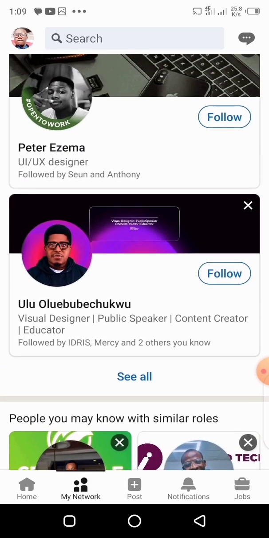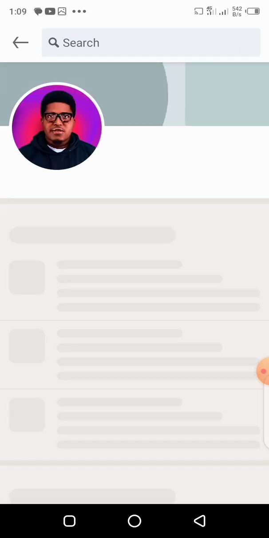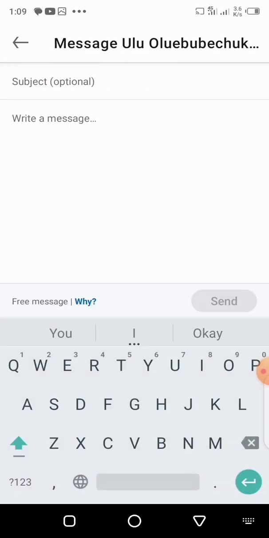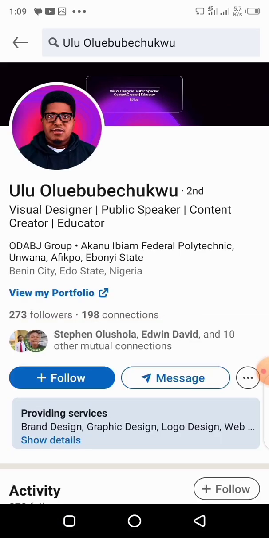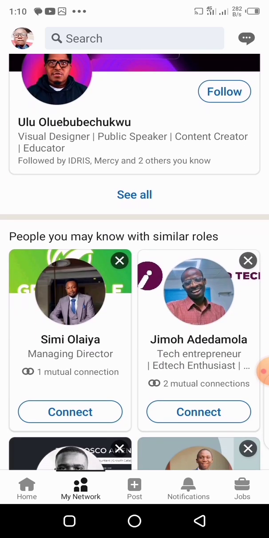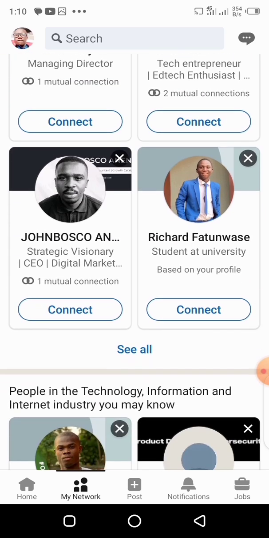Look at this person now. Although I can message the person directly, don't message people that you are not connected with. We don't want any issue. We only want to message people that are connected with us, because we want to keep our account safe. So you only click on Connect. You can also click See all if you like what is here.